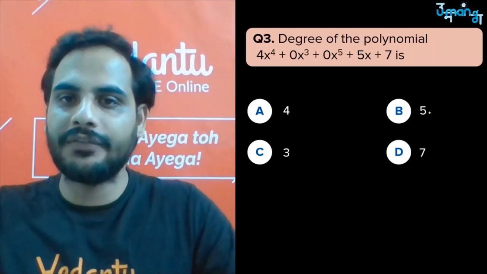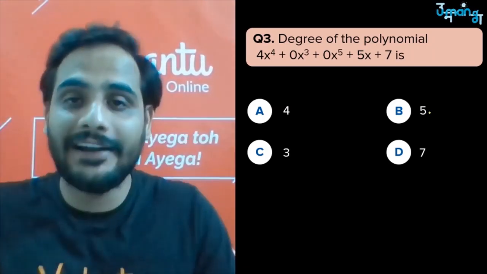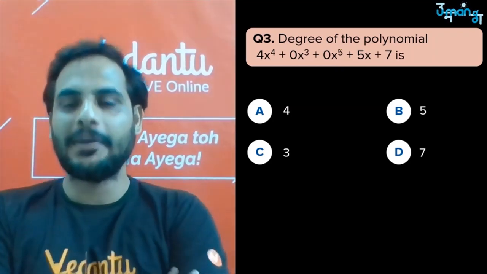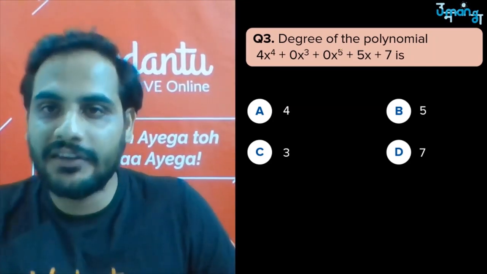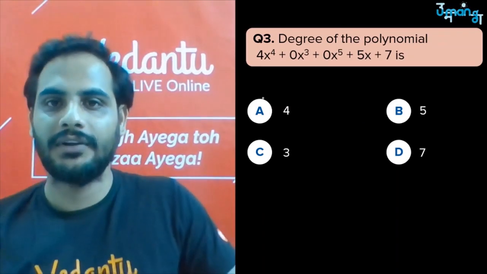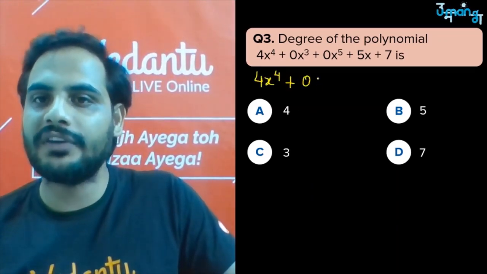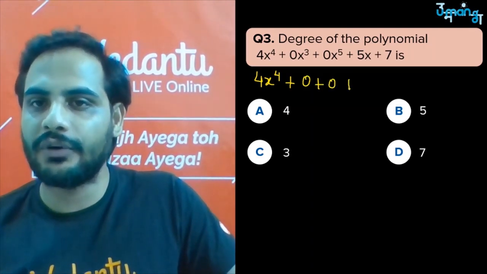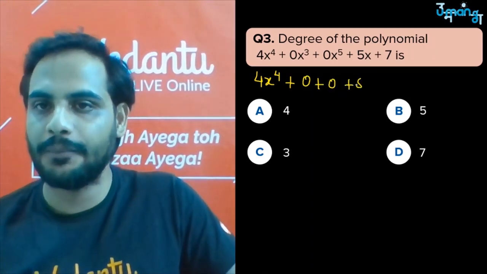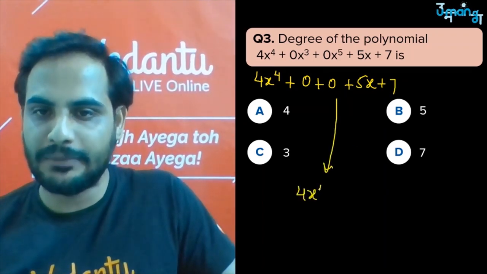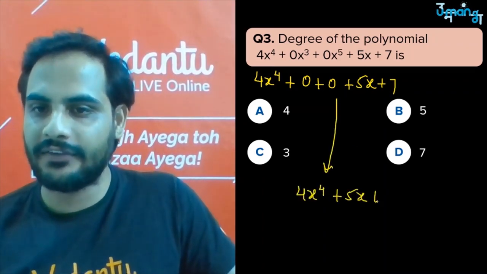Degree of this polynomial. Now beta, look, if blindly you see, you will say, sir, power 5 is there, so degree is 5. But look at it carefully. It is multiplied with 0. So simplification will be 4x raised to the power 4. 0 into x cube is 0. 0 into x raised to the power 4 is 0. 0 into x raised to the power 5 is 0. Plus 5x plus 7. So the final form is 4x raised to the power 4 plus 5x plus 7.